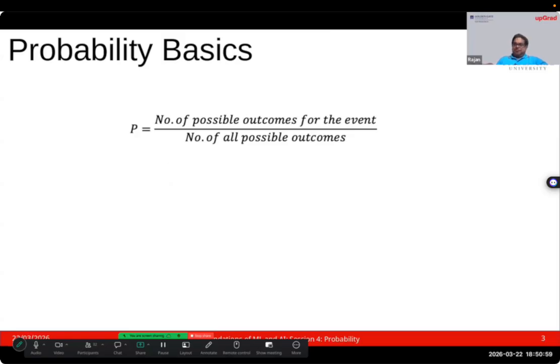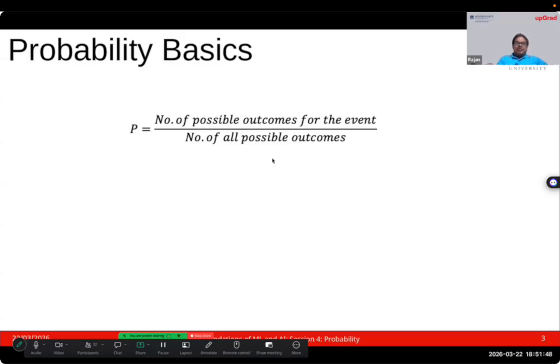Now comes probability. Probability is defined in terms of the number of possible outcomes for the event. Therefore, we define probability for an event, not probability for something. Probability we always define for an event. Probability for an event is the number of possible outcomes for the event divided by the number of all possible outcomes. The denominator is the size of the sample space. The numerator is the size of the event. So it's a fraction, a proportion. This is exactly what we saw yesterday when we talked about the probability distribution.